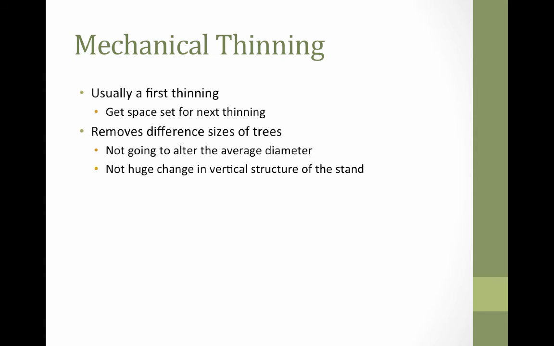And so there's also not a huge change in the vertical structure of the stand. You're kind of taking trees across all size and all diameter classes. And since this is usually a first thinning, there isn't a big difference between what's a dominant tree and what's a codominant tree and what's a suppressed tree. This is usually done very early in the stand.